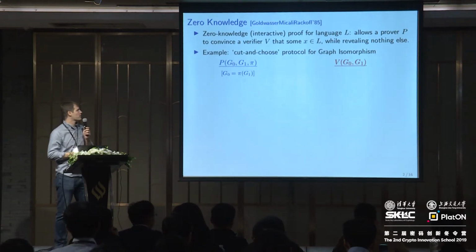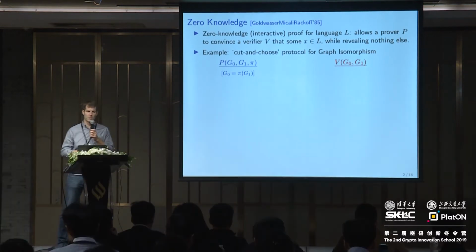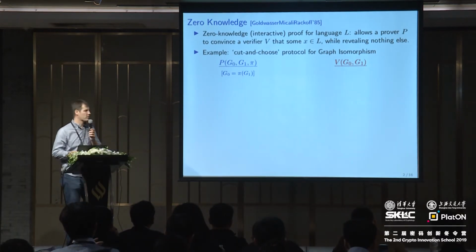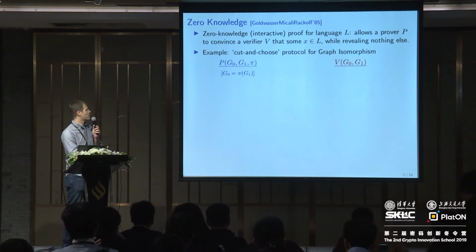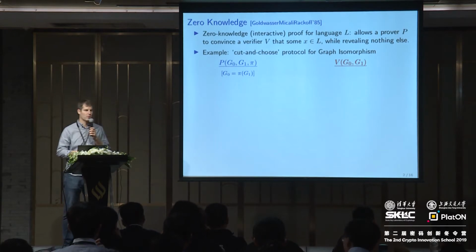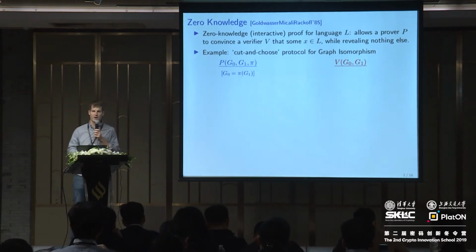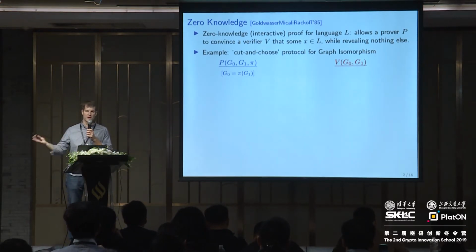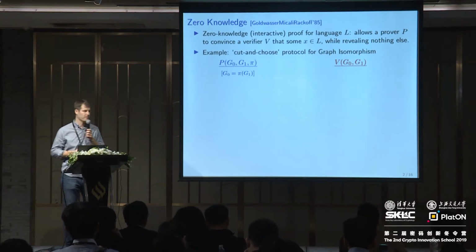It's useful to have in mind an example protocol that's zero knowledge. One of the earliest such protocols is the so-called cut and choose protocol for the graph isomorphism language. In graph isomorphism, an instance of the language is two graphs, G0 and G1, and the claim is that the graphs are isomorphic. So the prover wants to convince the verifier that G0 is isomorphic to G1. Now it's very easy to prove such a fact. Just demonstrate an isomorphism between the two graphs, and then the verifier can check that it is an isomorphism.